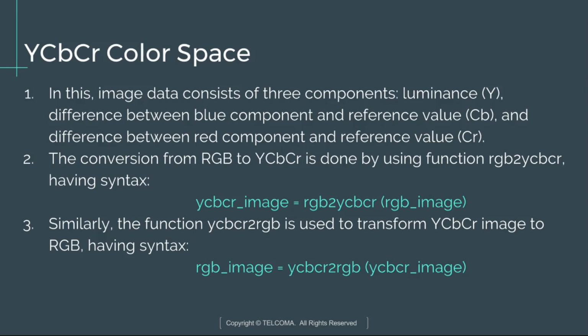So the conversion from RGB to YCbCr is done by using function rgb2ycbcr. Similarly, the function ycbcr2rgb is used to transform YCbCr image to RGB.